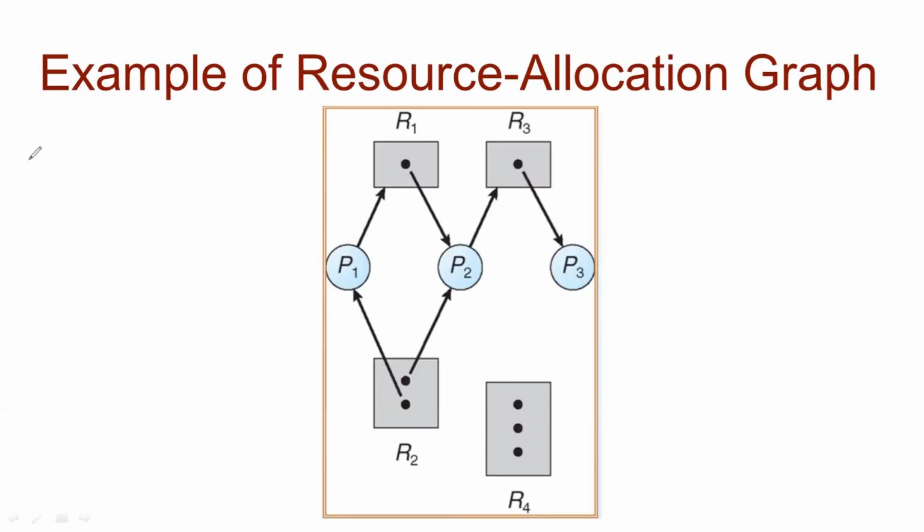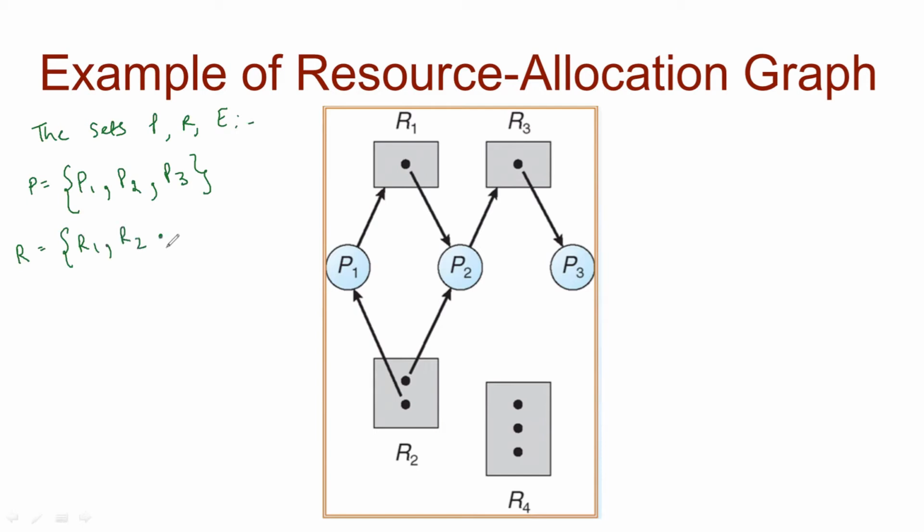This is an example of a resource allocation graph. In this example, the sets P, R and E are defined as follows. How will we define P? P is the set of active processes. So according to the diagram, it is P1, P2 and P3. The set R is defined as, can you see the number of resources? Yes, R1, R2, R3 and R4. So this is the set R. Then there is another set which is E. E is a set of edges.